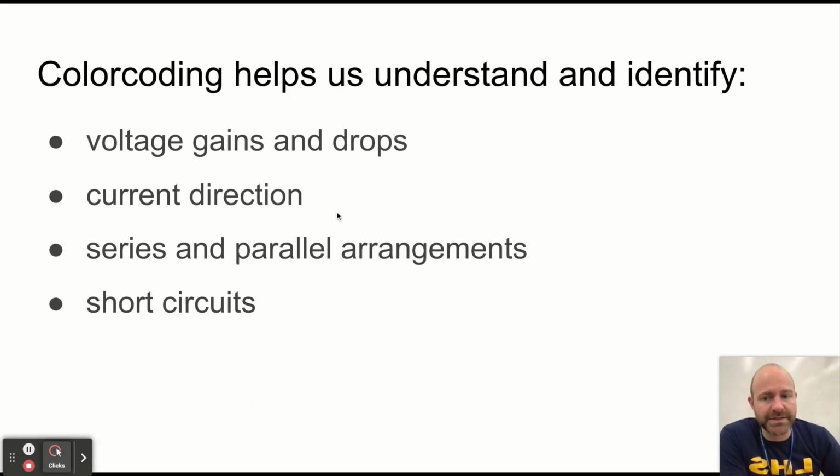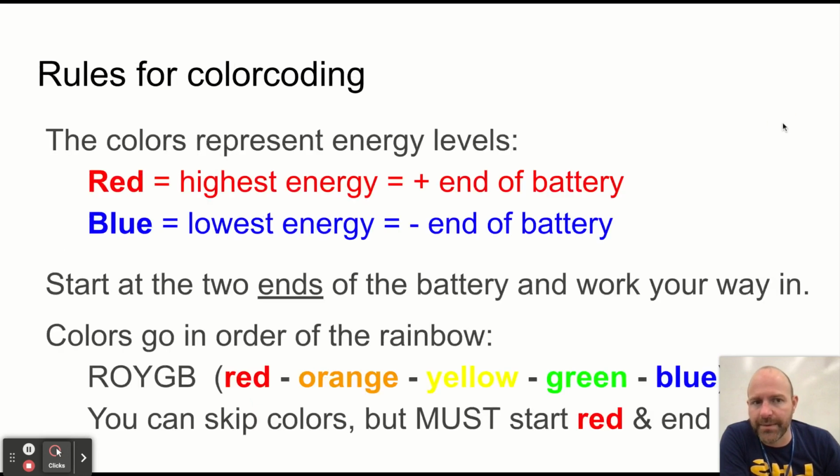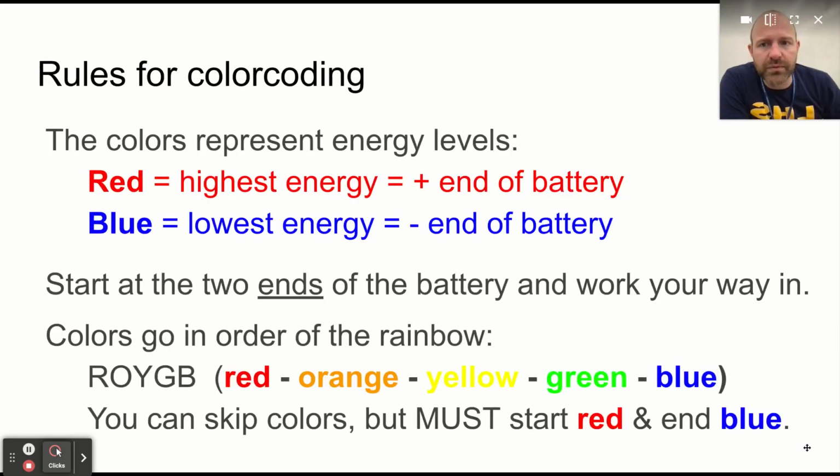It will also help us identify what's known as a short circuit, which is a place where kind of weird things happen. The basic rules of color coding are these. Colors represent energy levels. We use red to represent the highest energy, which we use as the positive terminal of the battery. And blue is the lowest energy, which is the negative end of the battery. They go in sort of rainbow order, and we start with the two ends of the battery.